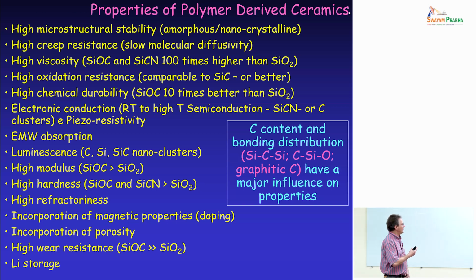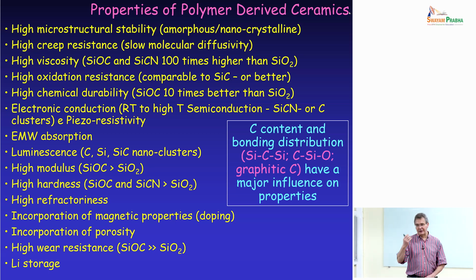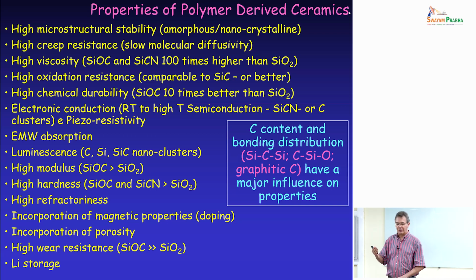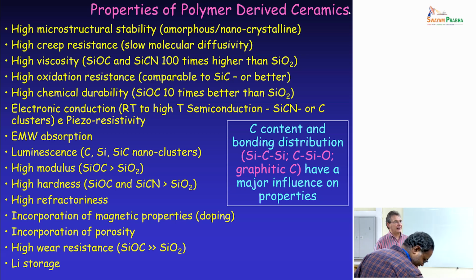As I already mentioned, they can have high microstructural stability. They are either amorphous or nanocrystalline. They have a high creep resistance. They have high viscosity, high oxidation resistance, high chemical durability. One interesting point is, for instance, that silica dissolves in highly alkaline solutions, and the dissolution rate for silicon oxycarbide in a highly alkaline solution is 10 times lower than that of pure silica.